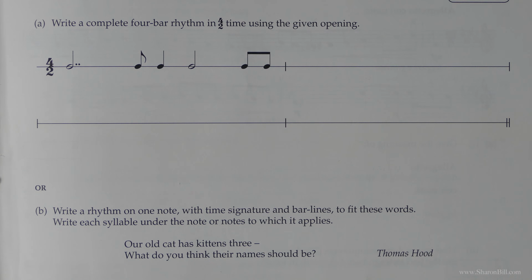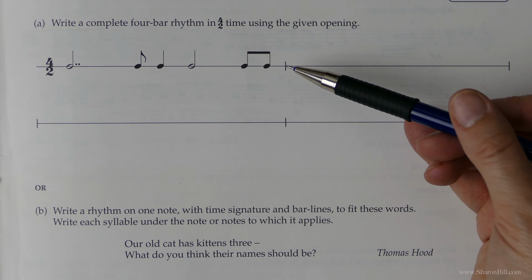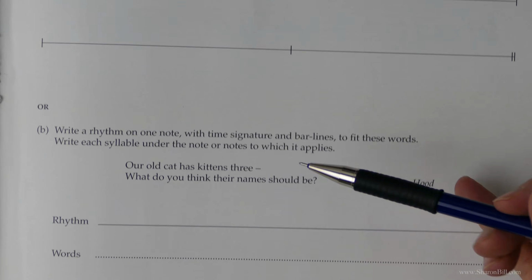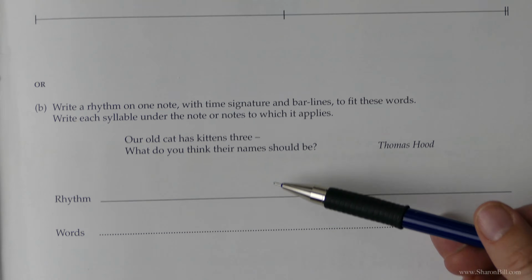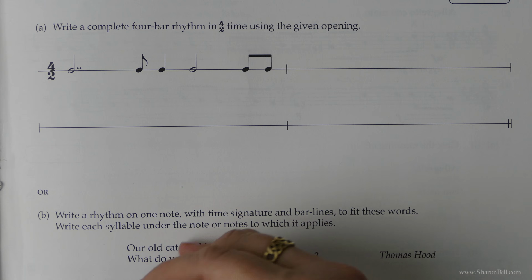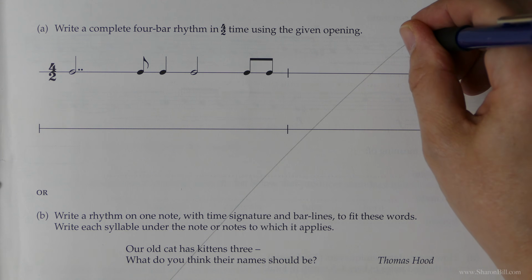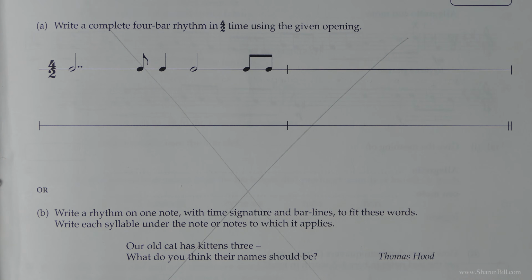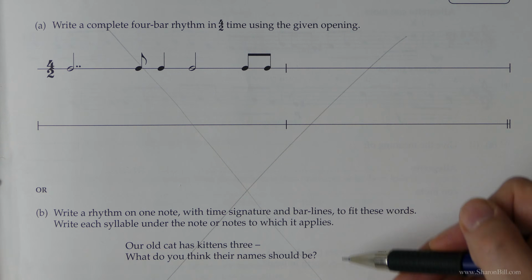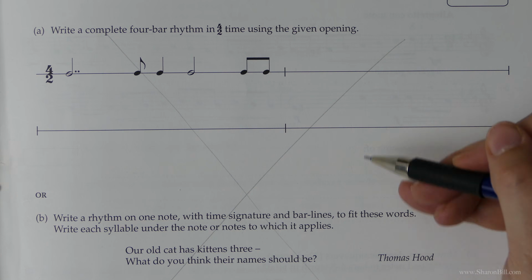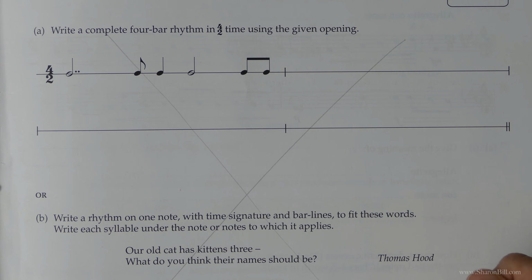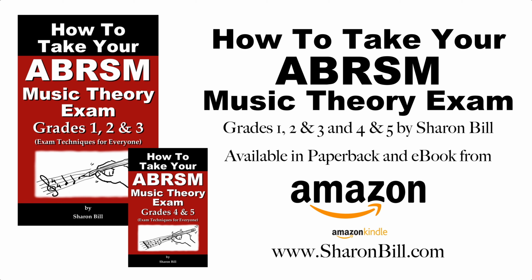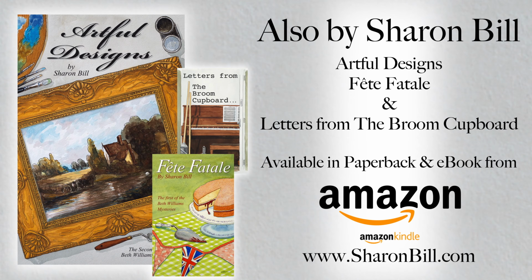You'll notice now that the next question is to complete a 4-bar rhythm, or the alternative is to write a rhythm to these words. However, we're not going to do this question. I'm going to skip this question because it's no longer part of the syllabus. So from 2018 onwards, these questions will no longer appear on your exam paper, and so we can miss those out. I do hope that that's helpful to you. Have a crack at it for the next one and then come back to me and we'll go over that together in the next video.